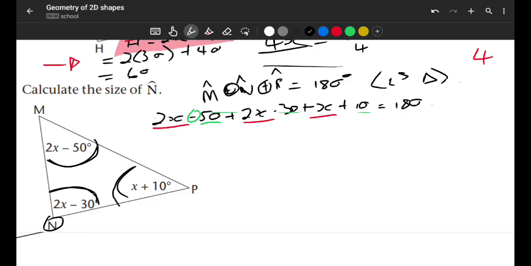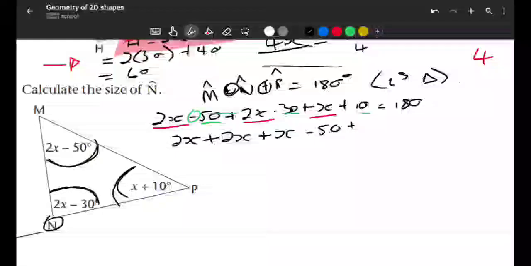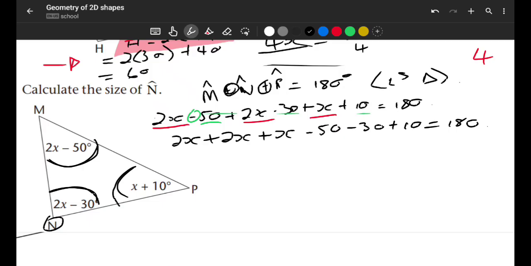So how will that look? That will look like 2x plus 2x plus x. Then we come to negative 50, oh I erased the wrong thing, negative 30 there, minus 30 plus 10 equals 180. First we solve the x's and then we solve the other part. 2x plus 2x plus x gives us 5x. Now, negative 50 minus 30 gives us negative 80, plus 10 gives us negative 70. Negative 70 equals 180.